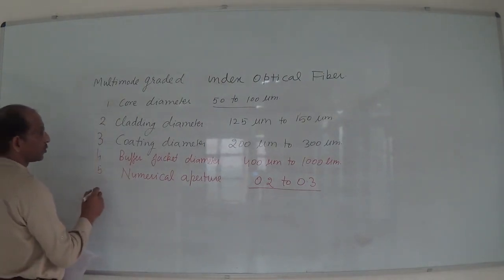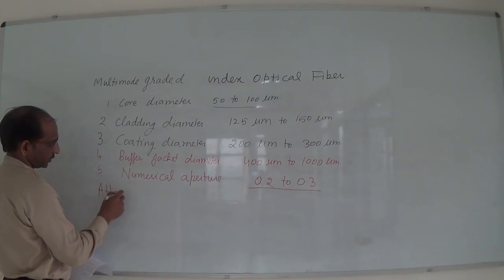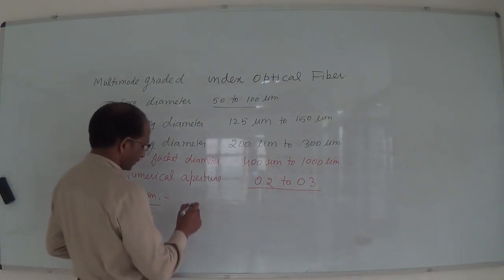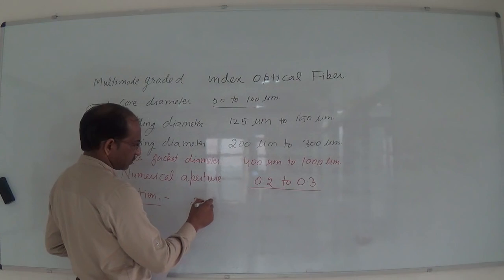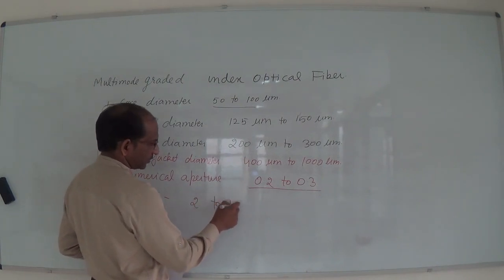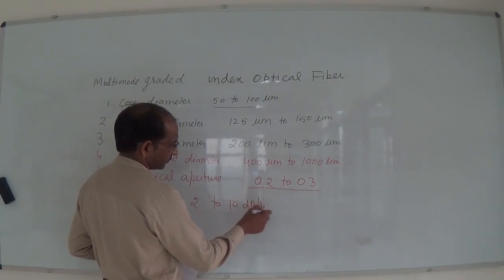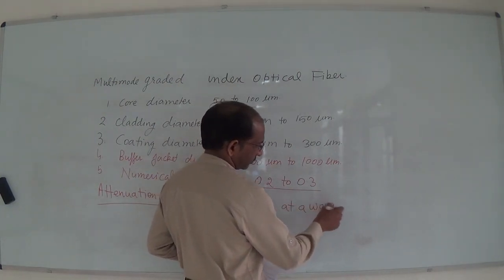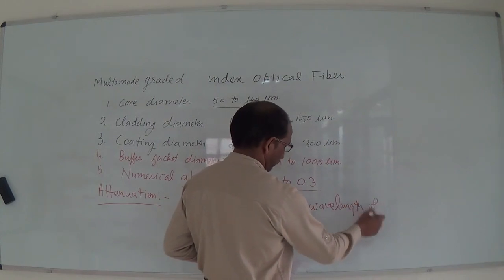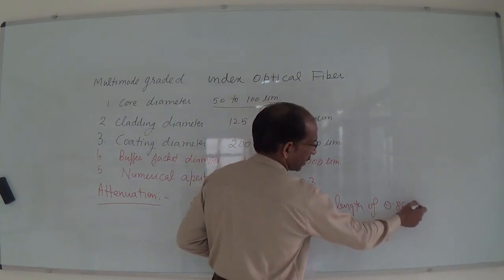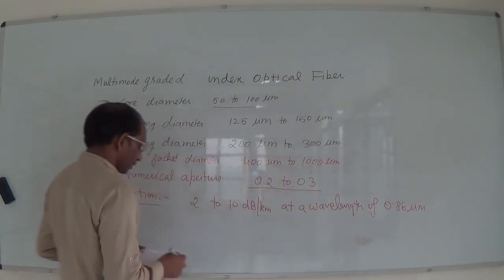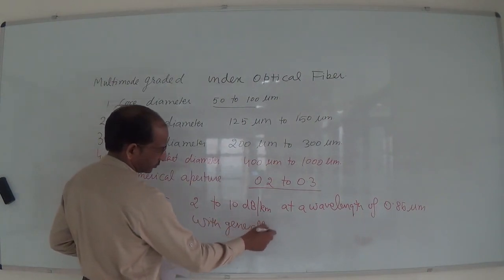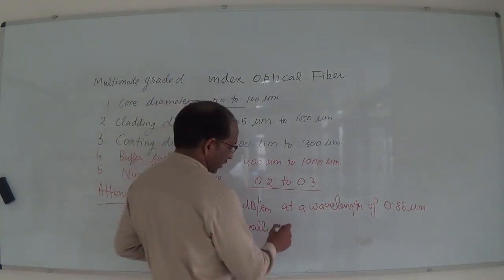Attenuation in the case of multimode graded index optical fiber. Attenuation means loss in a kilometer. This is 2 decibel to 10 decibel per kilometer at a wavelength of 0.85 micrometer, generally with a scattering limit.